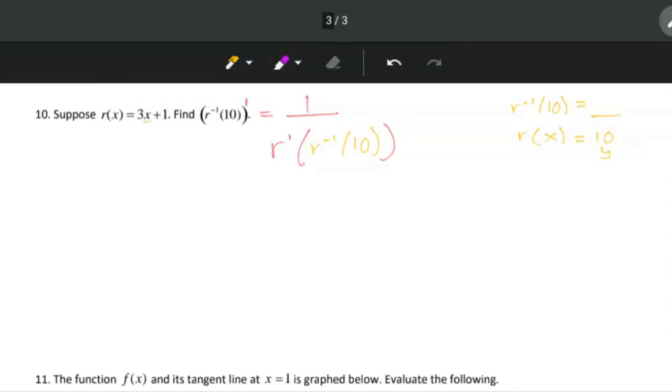What x value can we plug in to get 10? So you could actually just substitute r of x in there. We know r of x is 3x plus 1. Set it equal to 10 and solve. Subtract 1, you get 3x equals 9. Divide both sides by 3, you get x equals 3. So the inverse of 10 is 3.